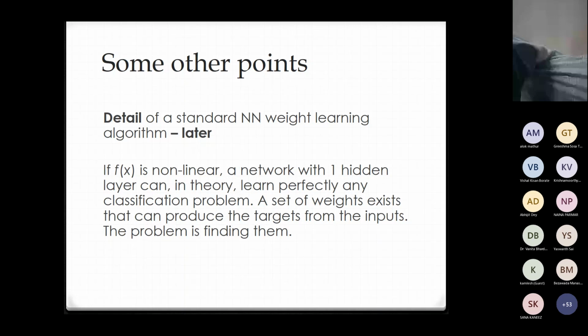The function f(x) is supposed to be non-linear, because there are two types of network, linear and non-linear. If you have a network with even one hidden layer, it can in theory learn any classification problem perfectly. Very simple. But if a set of weights exists, can we predict the target from the input? This problem is about finding them.